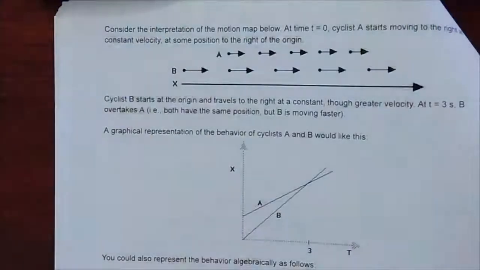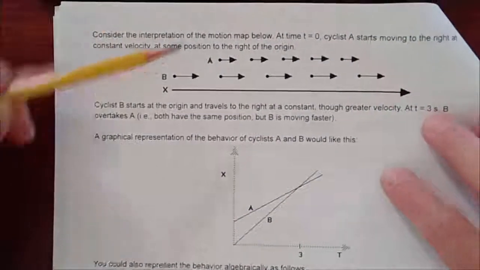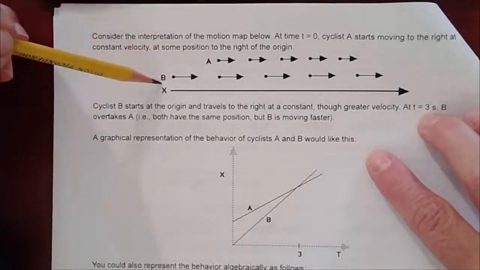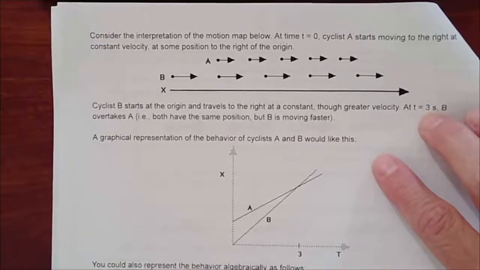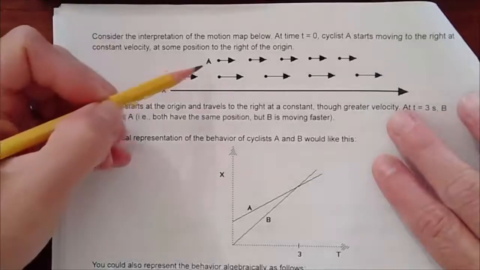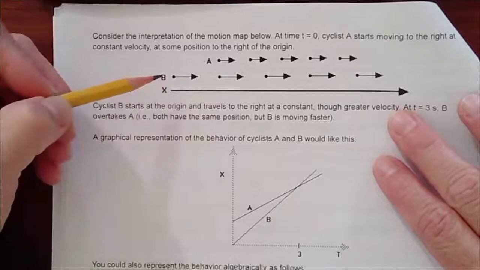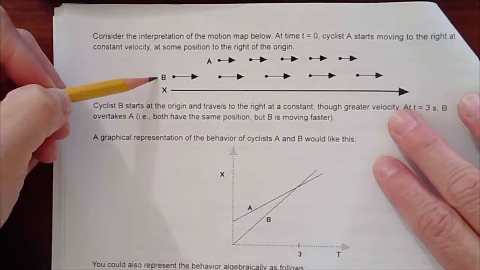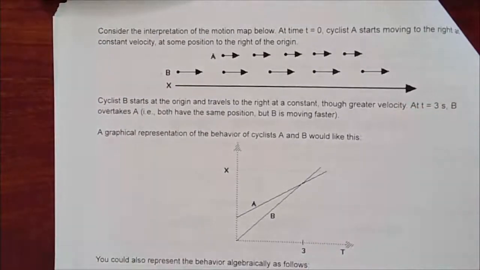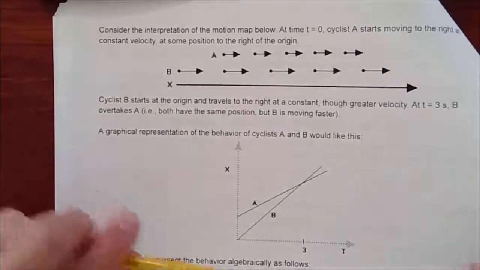Now, one important thing about reading a position time graph is being able to compare 2 objects' motion. Look at A and B. They're both starting at the same moment in time. Who gets the head start here, A or B? Correct. It's cyclist A. They're starting ahead of cyclist B. At what point does cyclist B overtake cyclist A? When do they pass them?